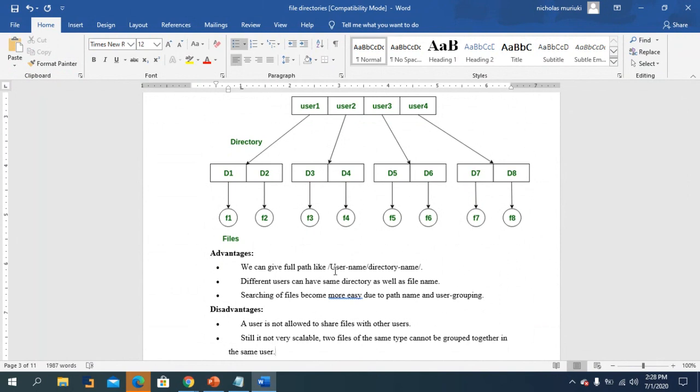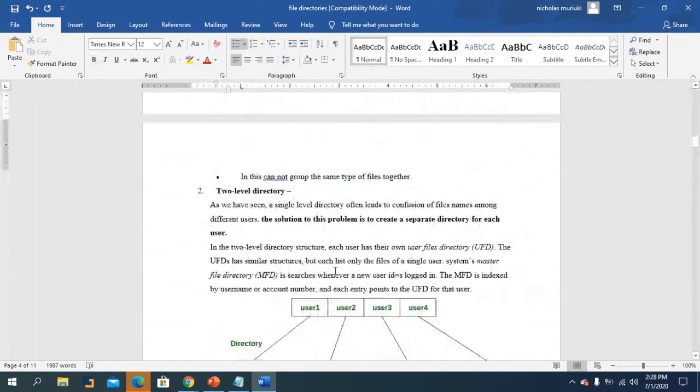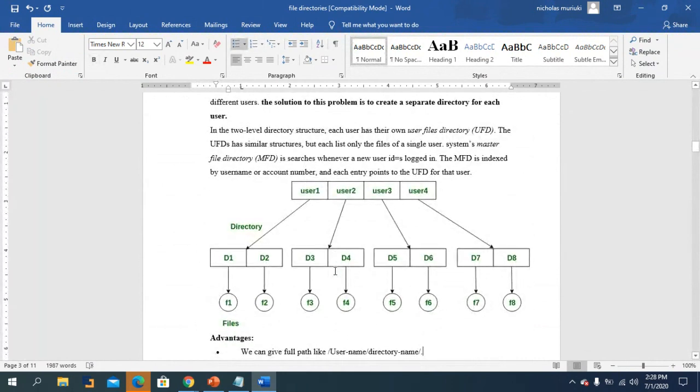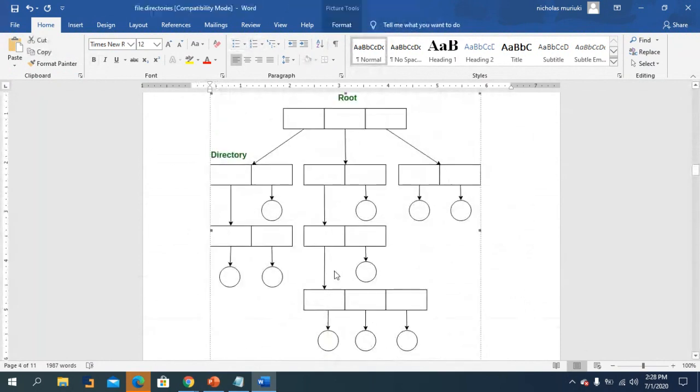The disadvantage is that the user is not around to share files with other users. So if user 1 has a file but you want to share it with user 2, it's very hard, because each user has its own files in that case. Then we said we can improvise that. We have the 3-level directory.